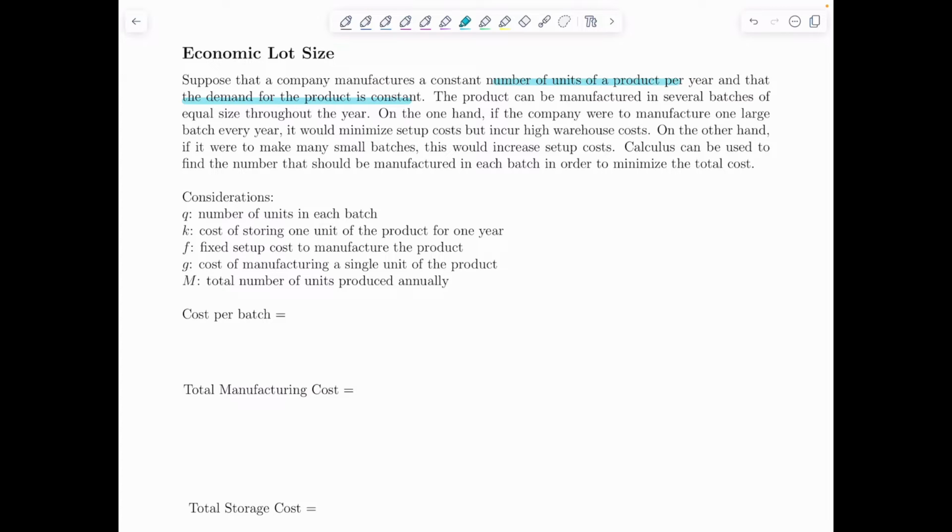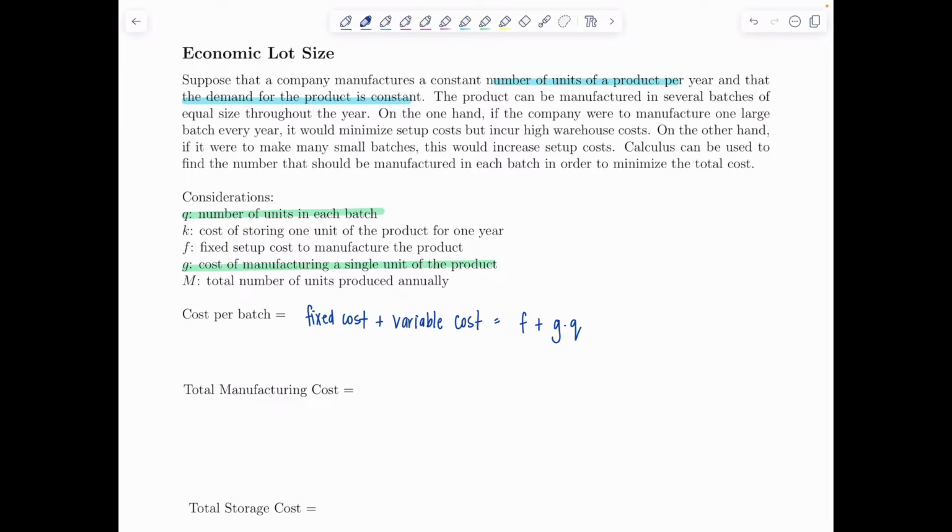Okay, so let's define some further quantities so we can come up with our total cost function. The first thing we want to think about is, what is the cost to produce each batch? Well, there are two components to that. There's the fixed cost and the variable cost. The fixed cost is represented by lowercase f, and the variable cost is the cost of manufacturing a single unit times however many units are in that batch, right? So the variable cost would be given by G times Q.